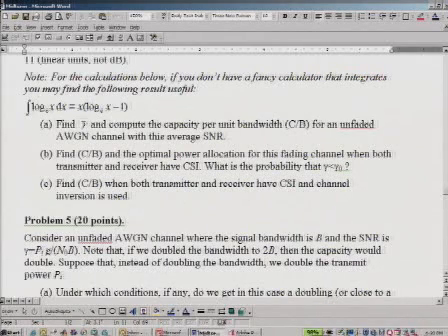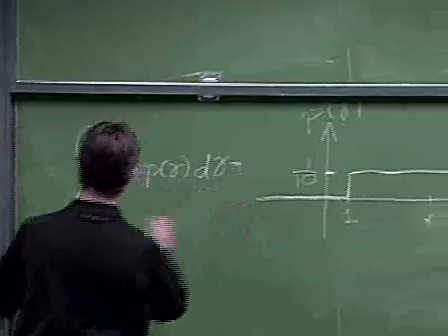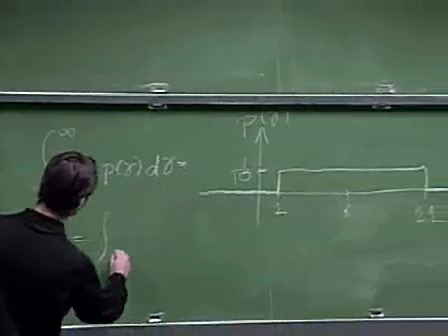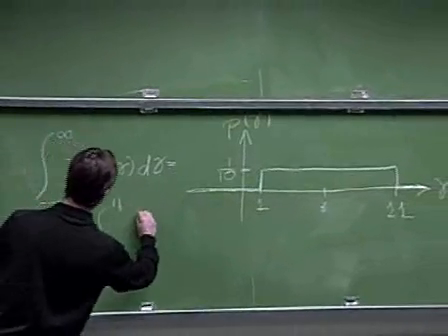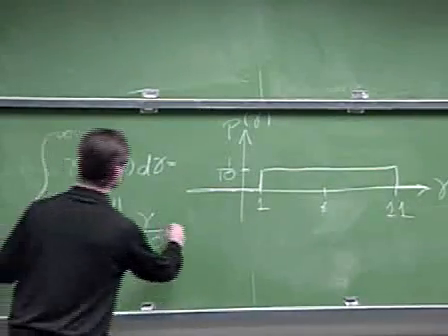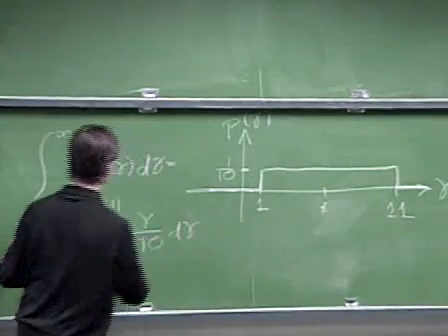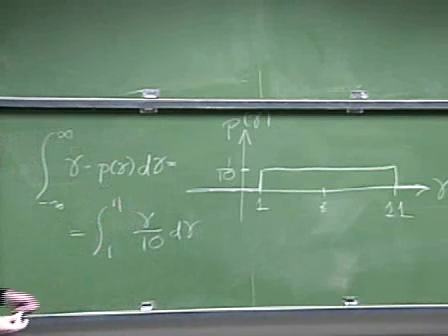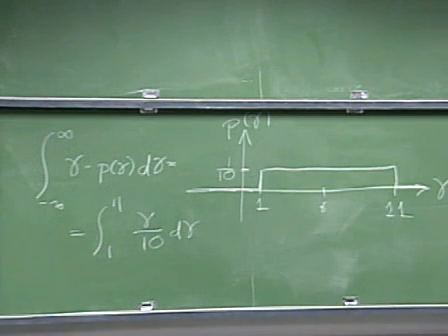By symmetry. If you want to do it properly, you can integrate from minus infinity to infinity gamma times P of gamma, right? This is how you compute an average. And this is equal to the integration from 1 to 11 of gamma times 1 over 10. Okay. And if you solve this integration, it's going to give you 6. So that's the first part.